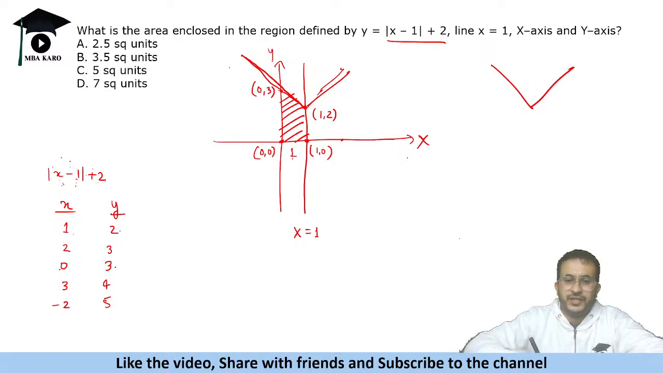So this length is 1. This length is 0 to 3, 3. This length is 0 to 2, 2. And this length, you do not need to worry about. It's a trapezium. ठीक है, trapezium बन रहा है.